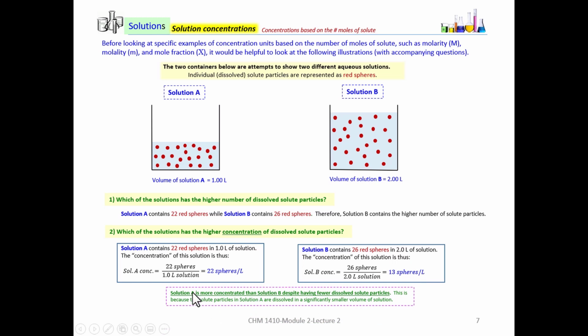So we find that solution A is more concentrated than solution B, despite having fewer dissolved solute particles. And this is because the solute particles in solution A are dissolved in a significantly smaller volume of solution than in solution B. Now, this whole exercise and the answers to these questions may be obvious to some or all of you, but this is an important distinction to make and keep in mind going forward.